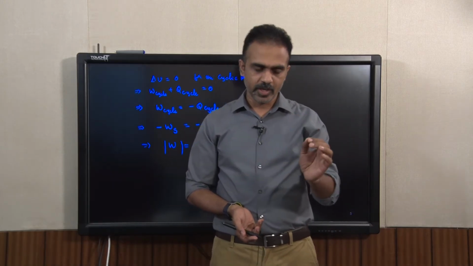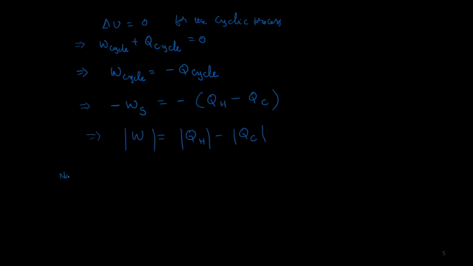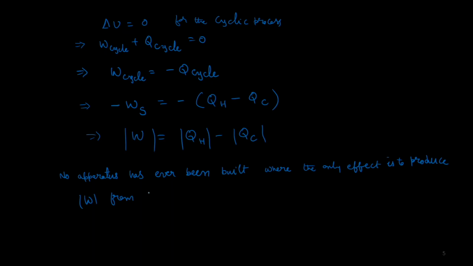Now we come to the first statement of the second law. It turns out that no apparatus, no heat engine has ever been built where the only effect is to produce W from QH, right?